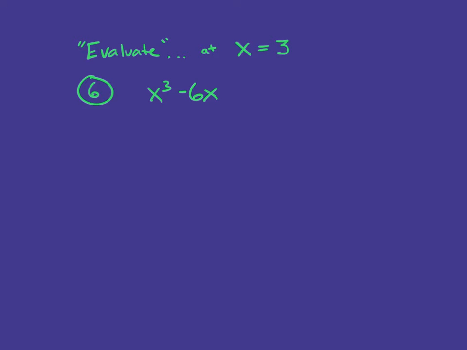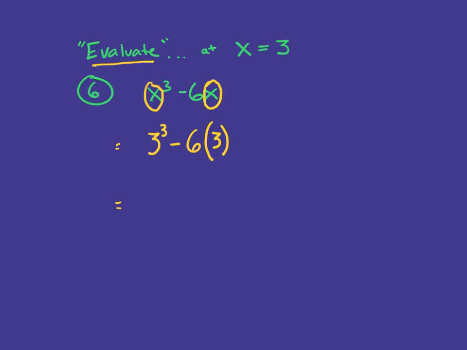Number 6, doing something a little bit different here. We're evaluating at x equals 3. And what that means when we evaluate is we're going to put in 3 every time we see an x. So this x is actually going to be 3. So we'll rewrite this as 3 cubed. And then we're subtracting 6. The 6 is butted up against that x that we're going to replace. Since they're multiplying, I'm going to write it like this. 6 times x turns into 6 times 3.